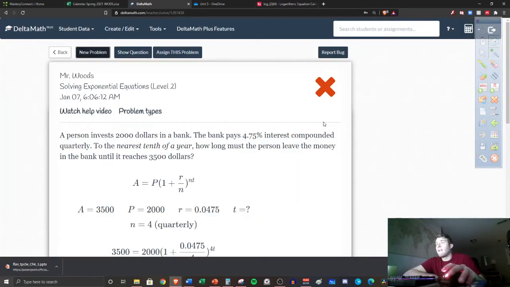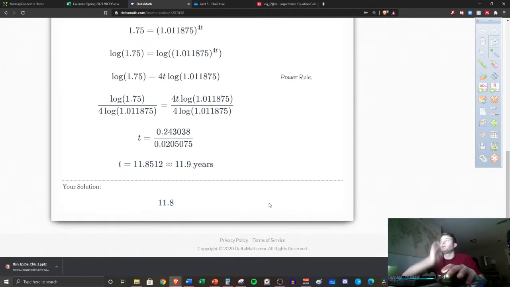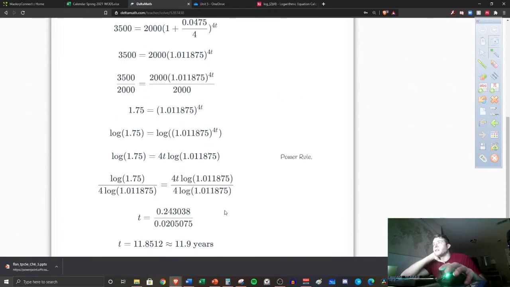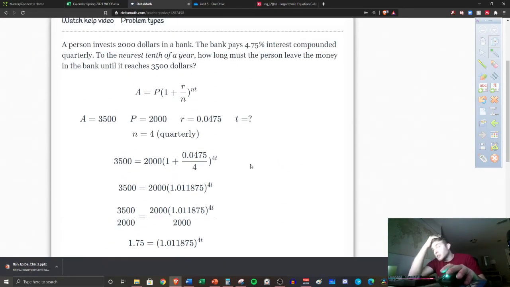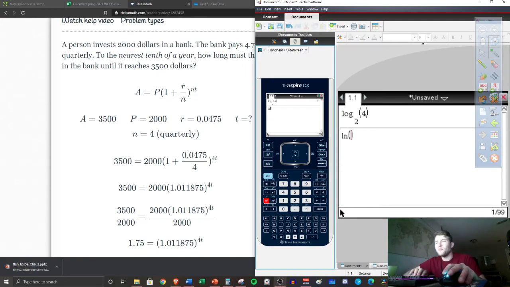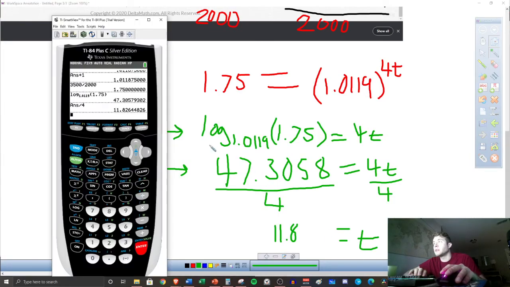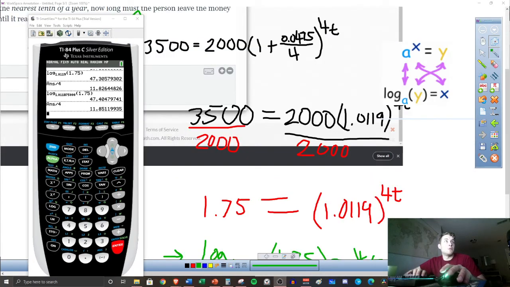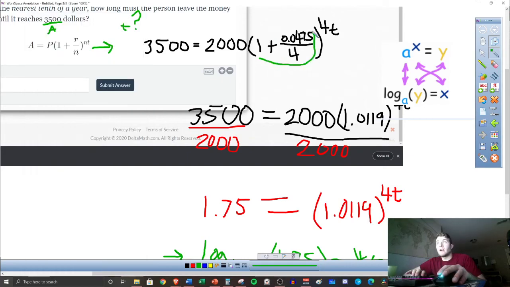Submit. I got it wrong. I rounded too much. So it looks like rounding is going to be an issue. Let's go back and talk about how I should have done that and what you can do to avoid rounding errors. Let me test something real quick. Okay, so rounding is causing a huge issue here. Let's talk about what happened.